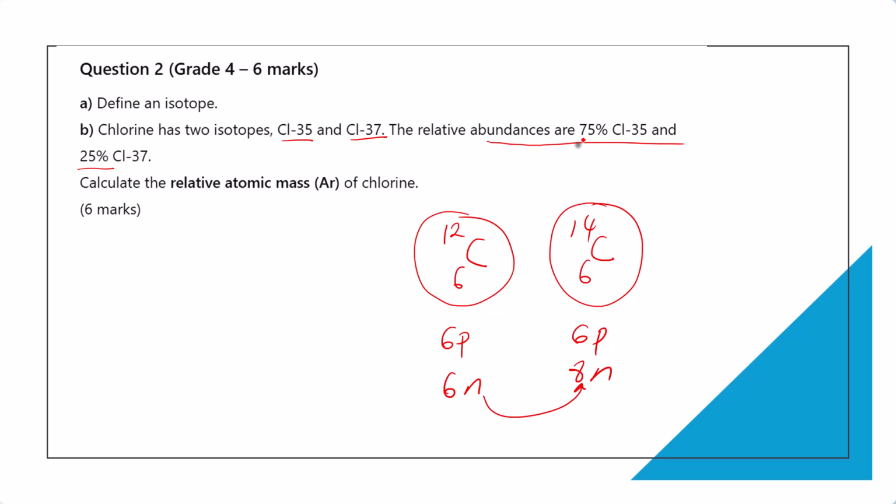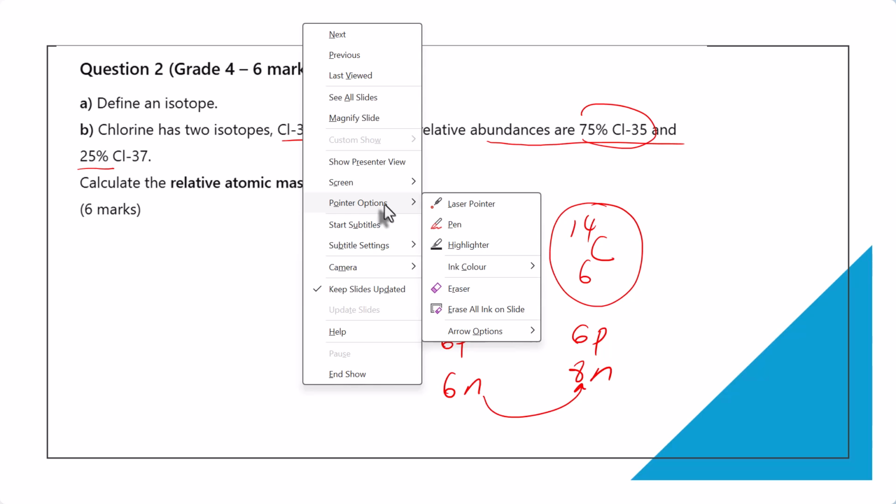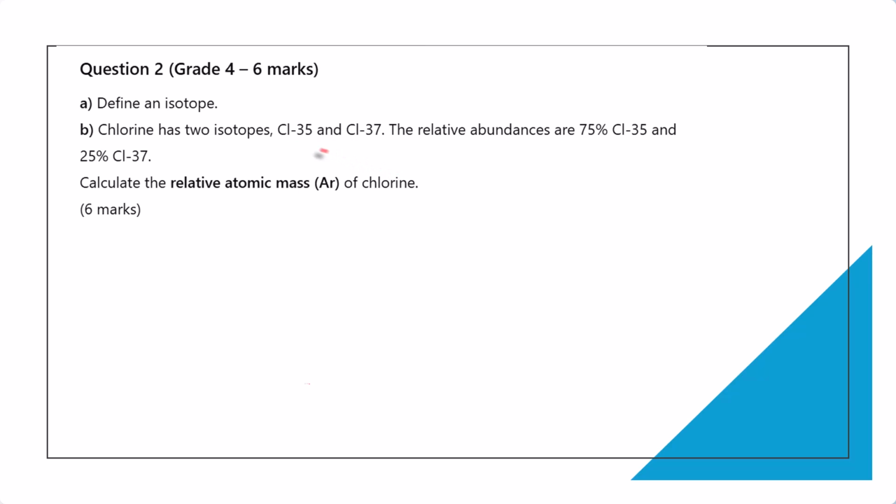Chlorine-35 is most common, that's 75%. Chlorine-37 is not common, it's radioactive, so there's not much of it. Okay? So how do we now find an average of these two? That's what we mean by relative atomic mass. The way you do it, you take the mass of the first one, which is 35, times the abundance, which is 75%. You can write it as 0.75, or you can just write 75. And then you do the same with the second one. The second one is 37 times 25.